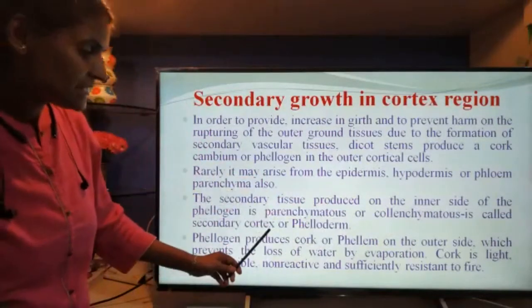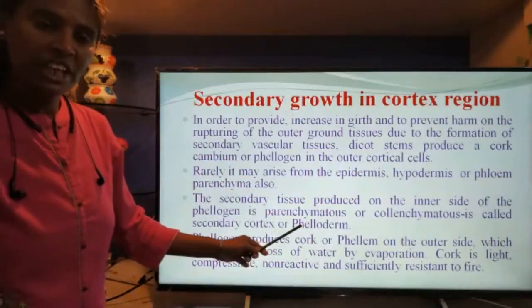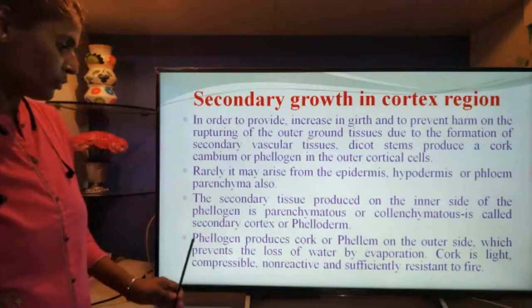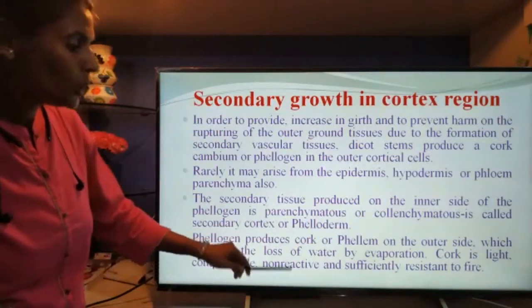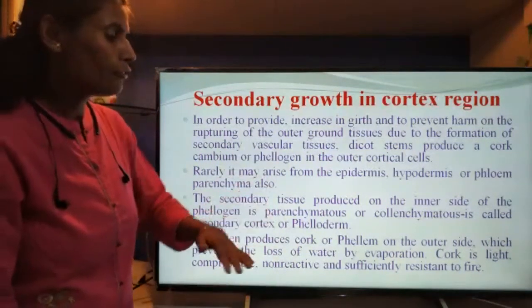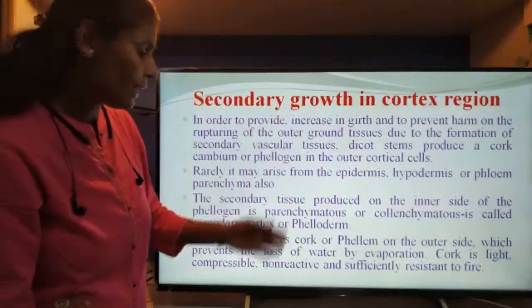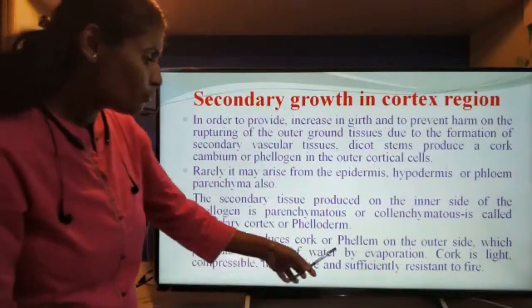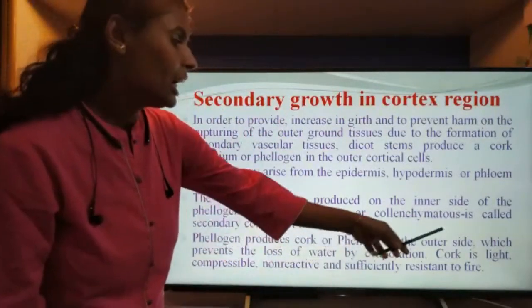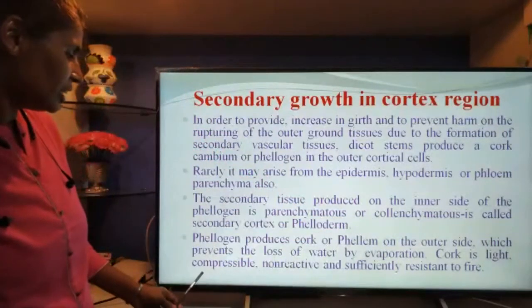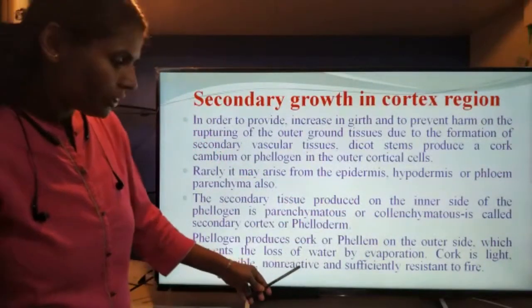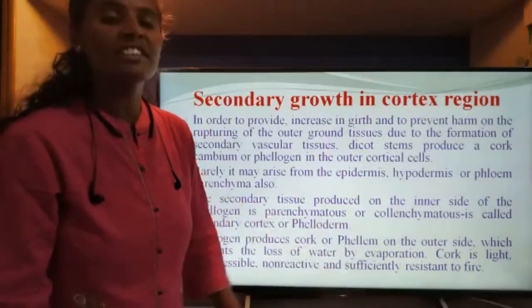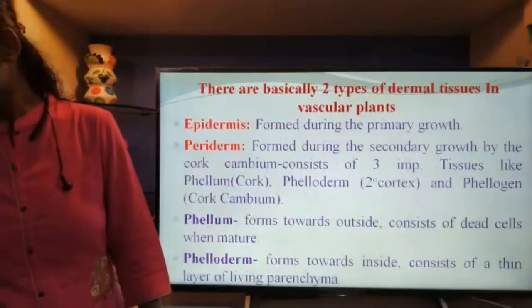This is called the secondary cortex, which is technically called the phelloderm, whereas the phellogen is going to produce cork or phellem on the outer side of the plant, which prevents the loss of water by evaporation. Cork is light in color, compressible, non-reactive and sufficiently resistant to fire.